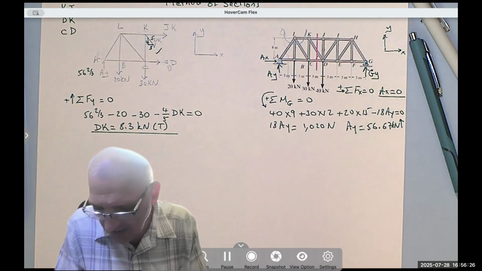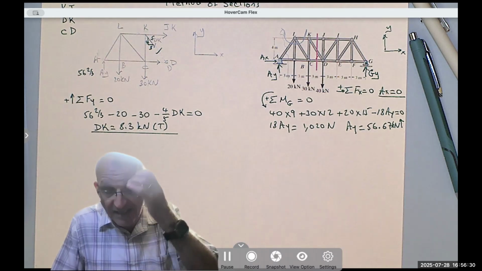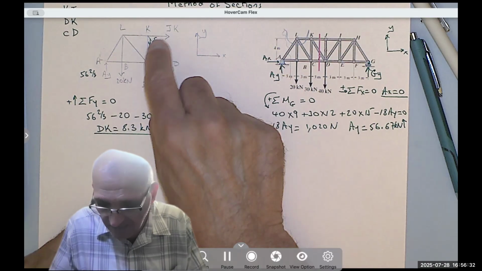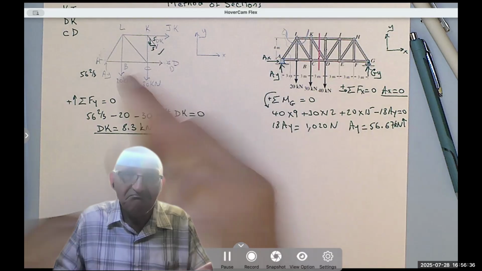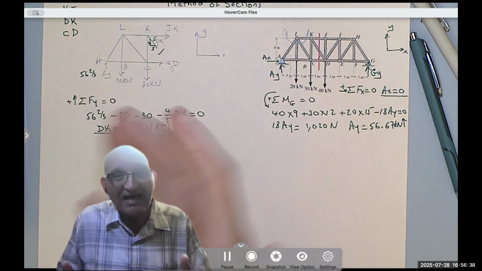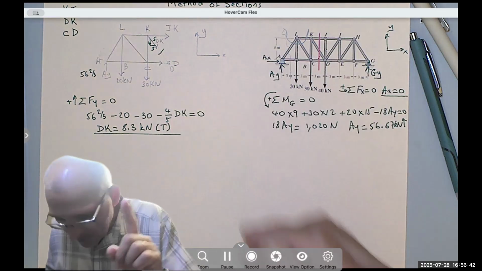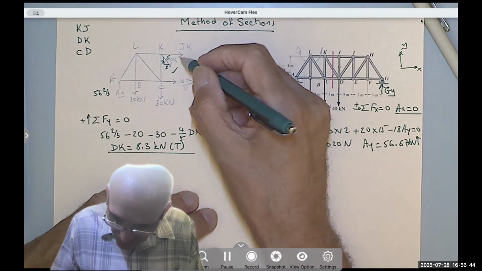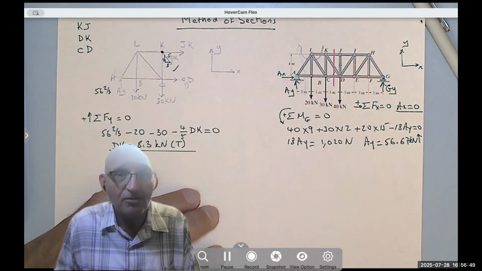Someone would say, okay, can I use summation of the forces in the X? No, you can't. Why? Because if I take the summation of the forces in the X, I have one unknown and two other forces, meaning I have to separate this joint, and I can't. However, I see that these two members intersect at K, so I will take the moment about K.